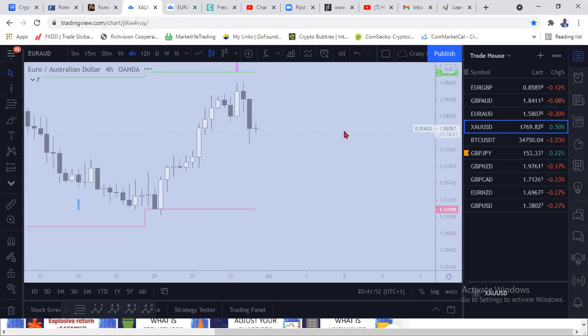Let's look at another pair, for instance gold, and I have tried this on gold. Who says we can't try it live now? Let's give it a try and see how it works.